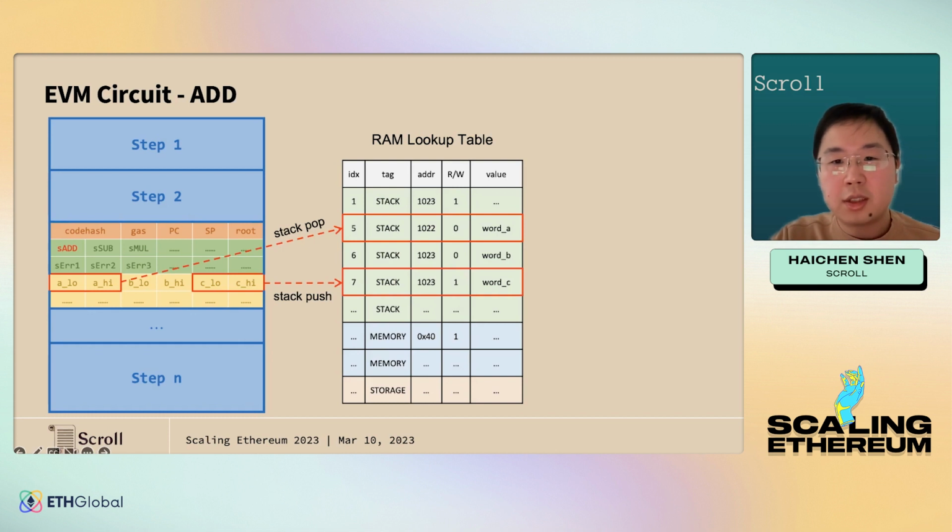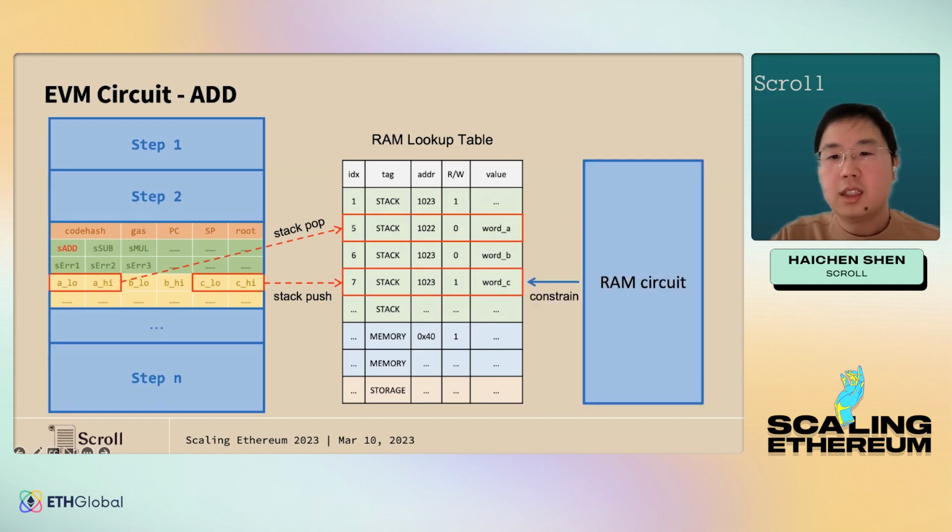And then after you do the calculation of the word C inside the circuit, you push back, write back to the correct address inside the lookup tables. And because this lookup table is also constructed after the execution, you need an additional circuit to constrain that the lookup table is constructed correctly. So this is a high-level explanation of building the zkEVM circuit.